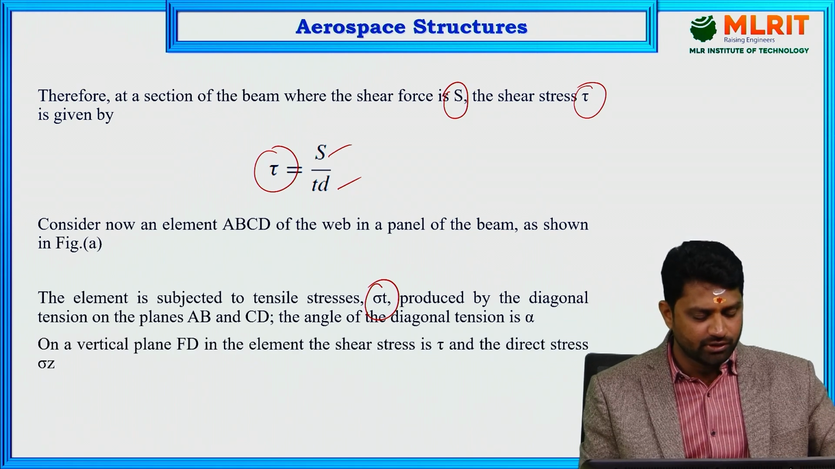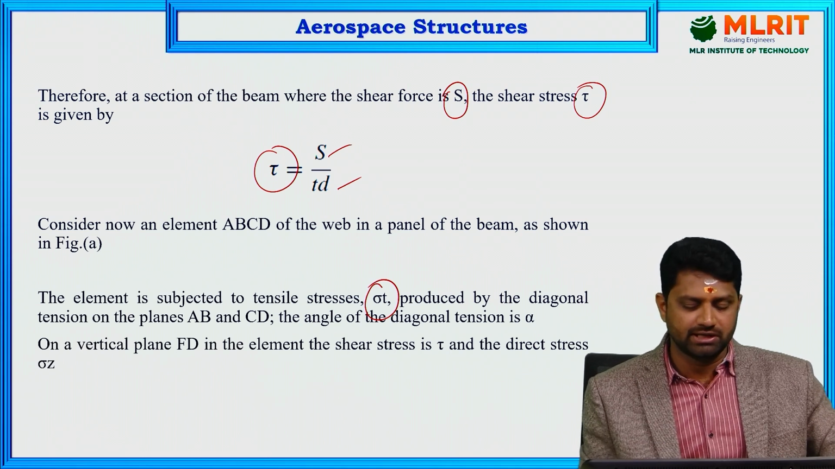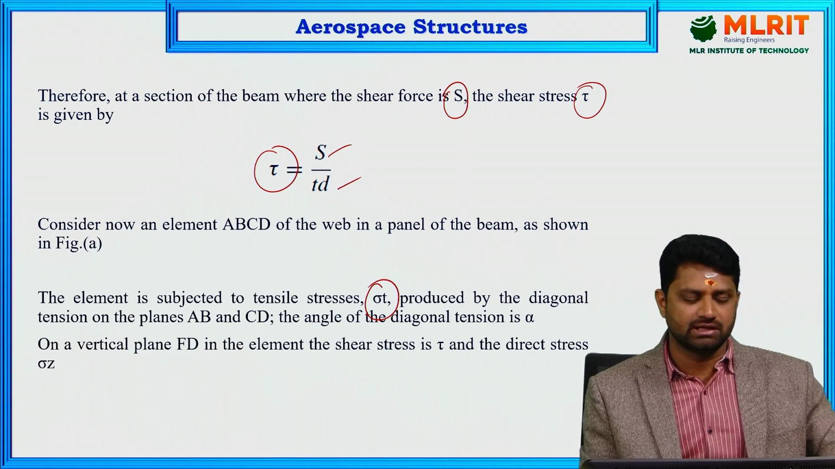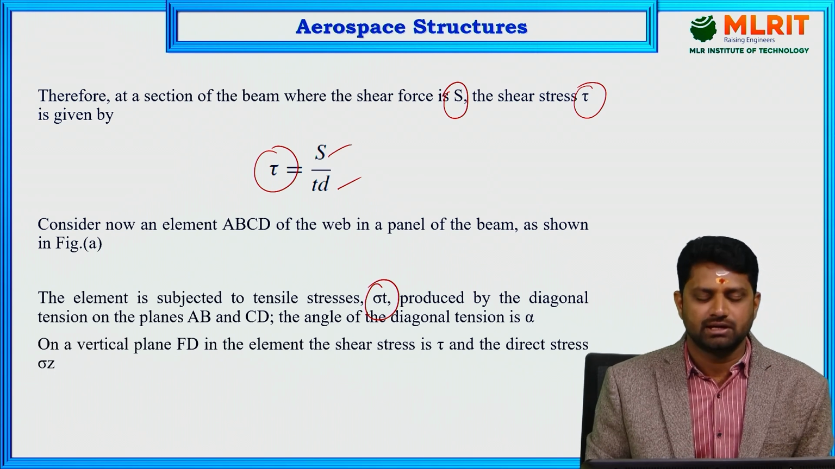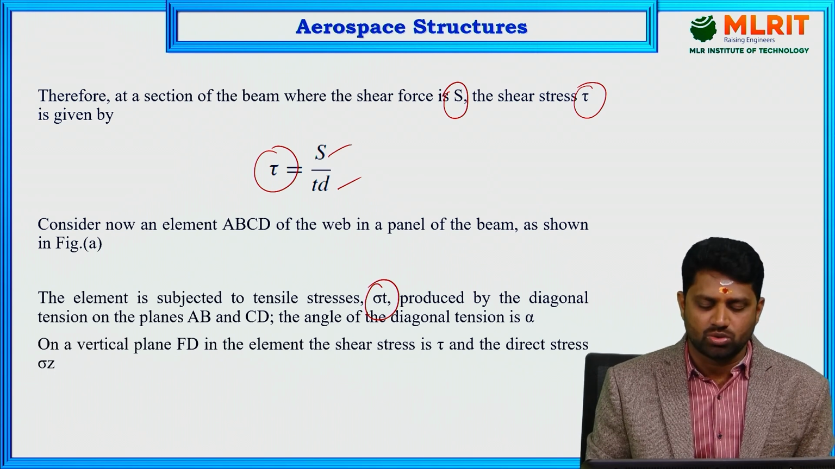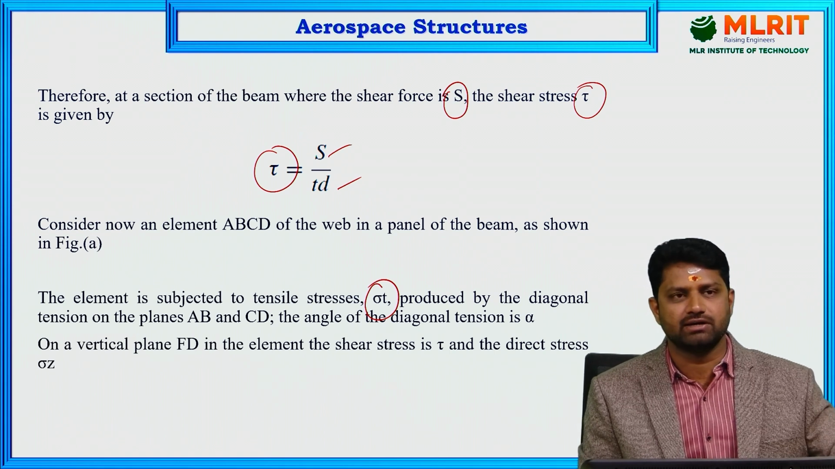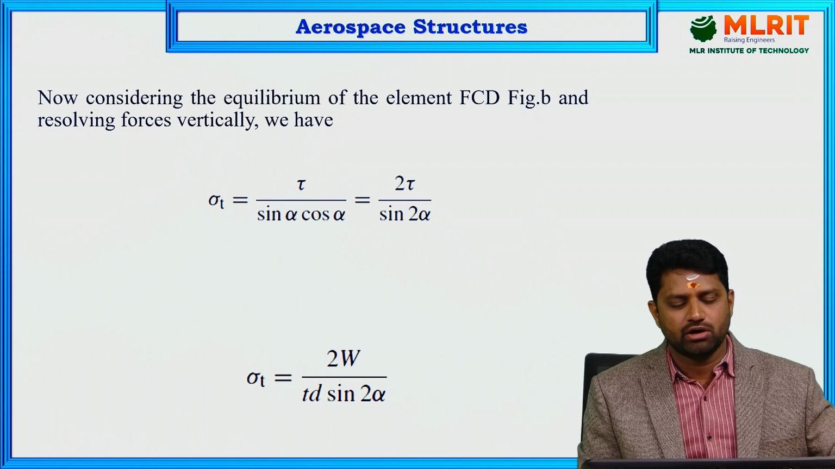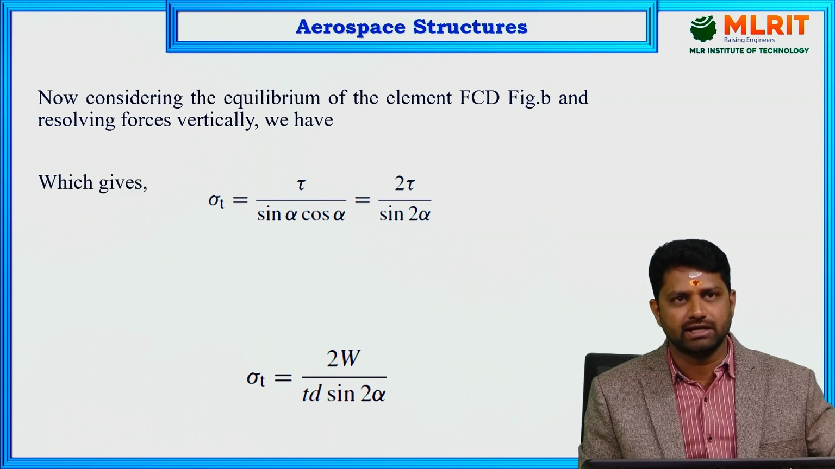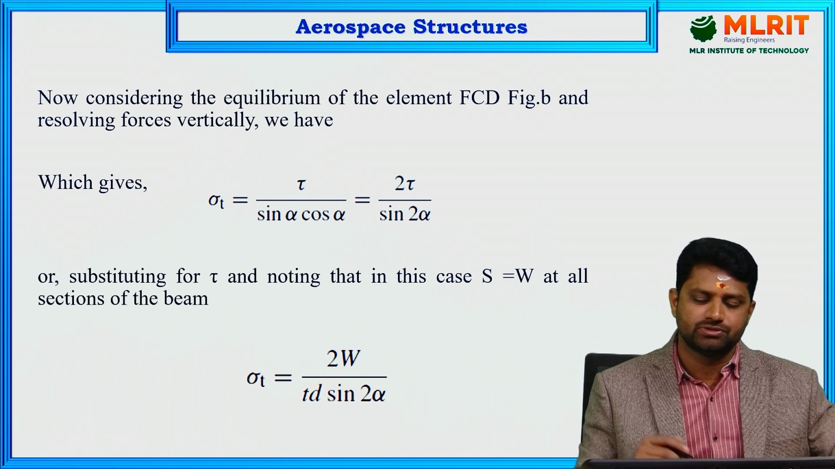And if you look at the diagram on FD, we have already denoted two stresses. We considered FD as an inclined plane in that element, and we represented tau and sigma z, which are nothing but tau as the shear stress and direct stress as sigma z. Now, let us consider the equilibrium of this diagram and FCD from the figure.